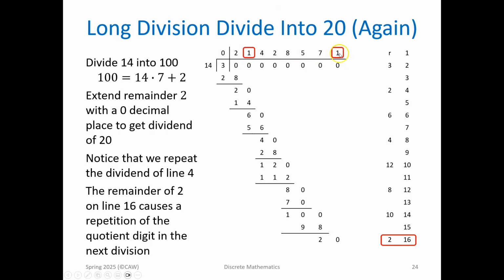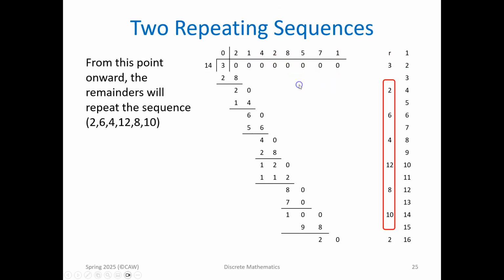We could predict now the next digits are going to be 42857, 42857, going on forever. This is the repeating sequence. So from this point onward, here's the sequence that's going to repeat. I'm sorry, the remainders. So we're looking at the remainders at the moment. Notice the remainders are repeating. 2, 6, 4, 12, 8, 10. I'm going down the column. 2, 6, 4, 12, 8, 10.